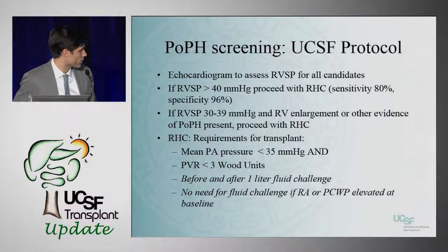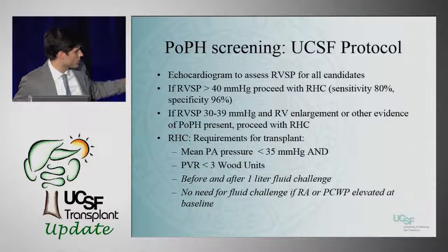So we do right heart catheterizations, and these are the criteria we like to see: a mean PA pressure less than 35 and a pulmonary vascular resistance less than 3. Importantly, if they meet these criteria, they have to get a liter of fluid and show that even with the hemodynamic challenge of a fluid load, they can maintain these criteria.